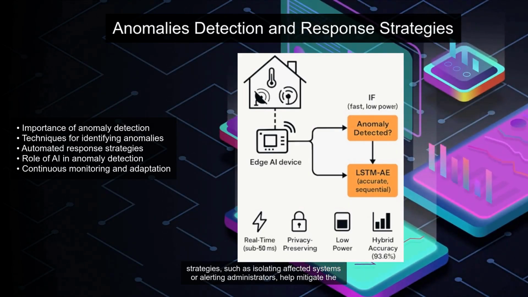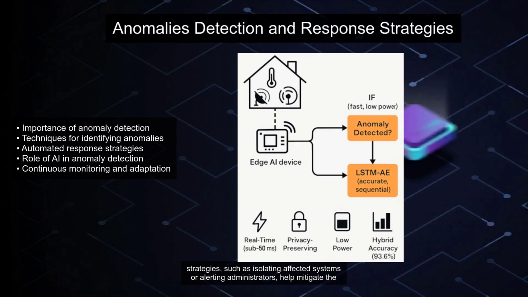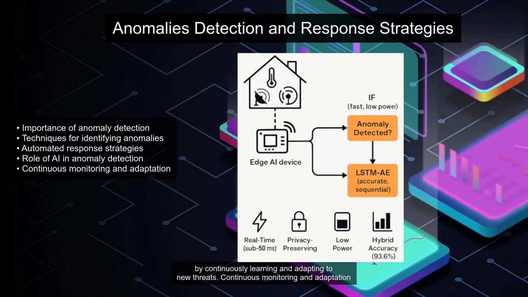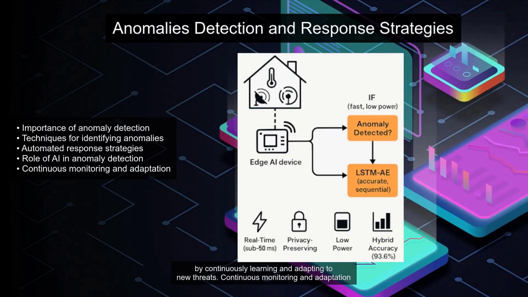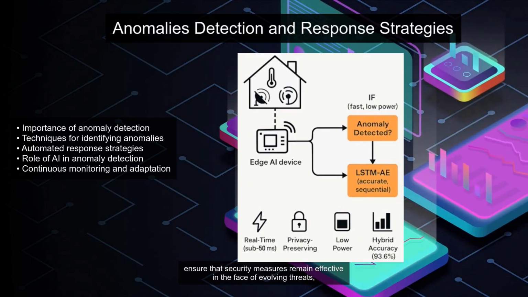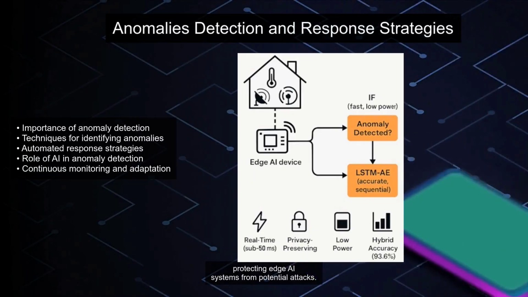Automated response strategies, such as isolating affected systems or alerting administrators, help mitigate the impact of detected anomalies. AI plays a significant role in anomaly detection by continuously learning and adapting to new threats. Continuous monitoring and adaptation ensure that security measures remain effective in the face of evolving threats, protecting edge AI systems from potential attacks.